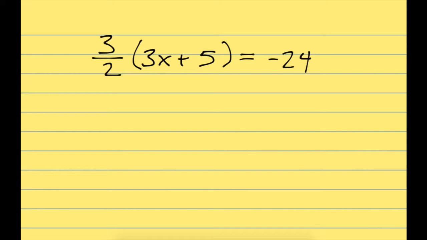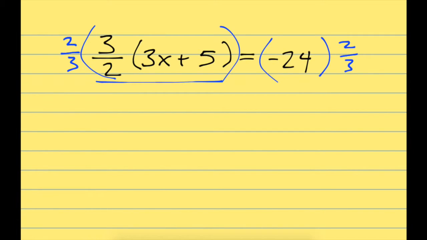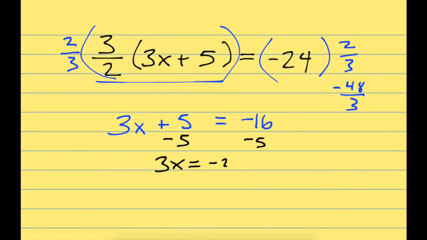Instead of using the distributive property, let's get rid of that 3 over 2 first. We can do that because the whole side is being multiplied by 3 over 2. It's not just an x or just another term. So to get rid of that 3 over 2, we remember that we multiply by its reciprocal. Now when we multiply by its reciprocal over here, we're going to have negative 48 over 3. And what's negative 48 divided by 3? Negative 16. So now we have 3x plus 5 equals negative 16. And again, we have a problem that we know how to solve. By subtracting 5 from both sides and dividing by 3, we get the answer x equals negative 7.